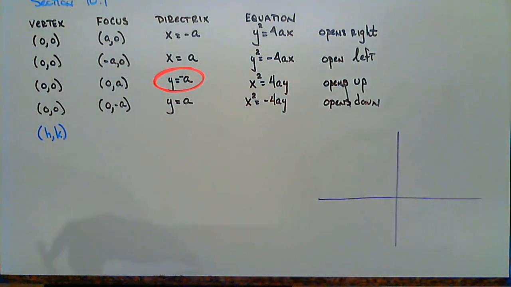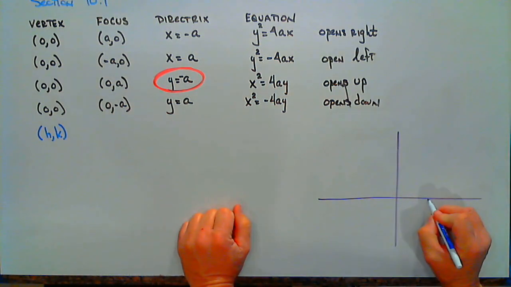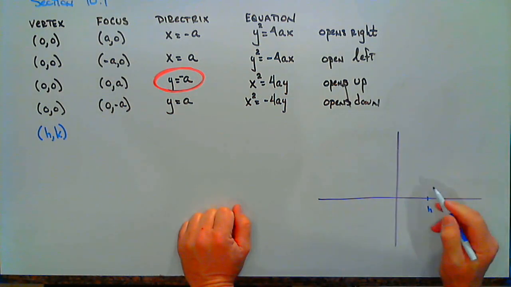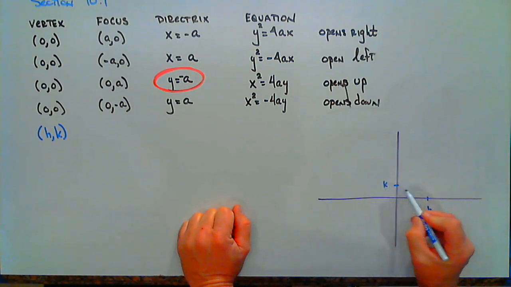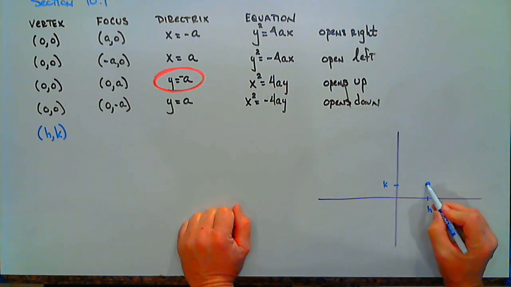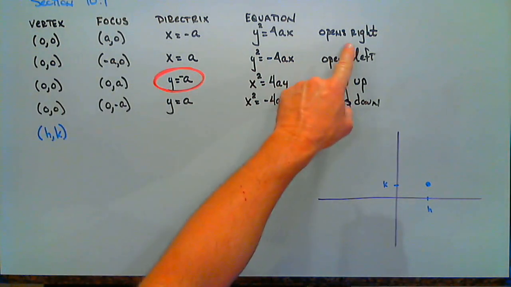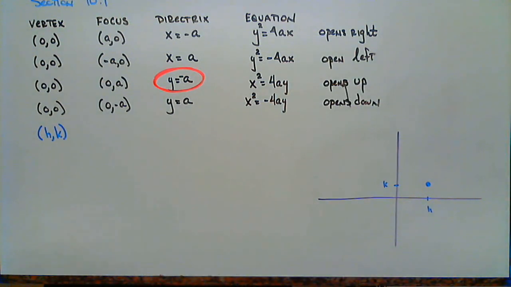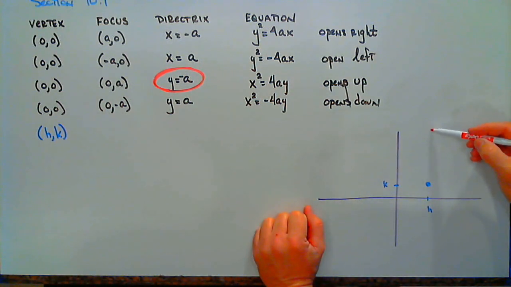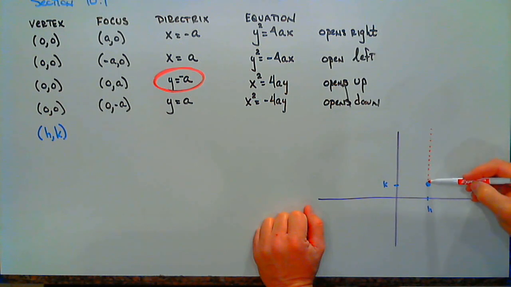What happens if we move the vertex? Say we go here, h, and we go here, k. Now our first case is opens right. One way we can do this is we can cheat. We can draw a set of axes that look like this.